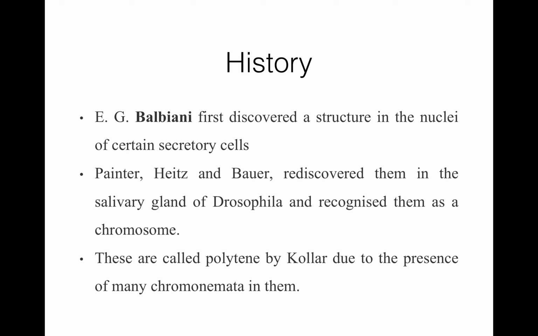The name polytene was suggested by Koller because of the presence of many chromonemata, that is DNA strands, in these chromosomes. There is also one more scientist, Bridges. He first constructed a salivary chromosome map of Drosophila melanogaster and found 5000 bands in polytene chromosomes. Another scientist worked on polytene chromosomes of Anopheles mosquito. And there is one more who worked on polytene chromosome of tsetse fly.